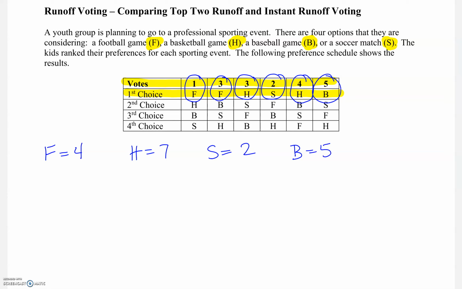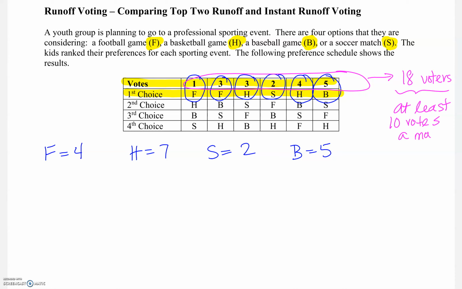Okay, now to determine whether we have a majority, we'd want to add up all the people who are voting. So when we add this up, we get 18 voters. So 18 kids voted. A majority would be more than 50%, so just more than half. So if we look at half of this, that would be 9. We can't have half, we need to have more than half, so you need at least 10 votes for a majority. Okay, so that's important to note. And when we look at our first choice votes, no one had a majority. So there was no majority.